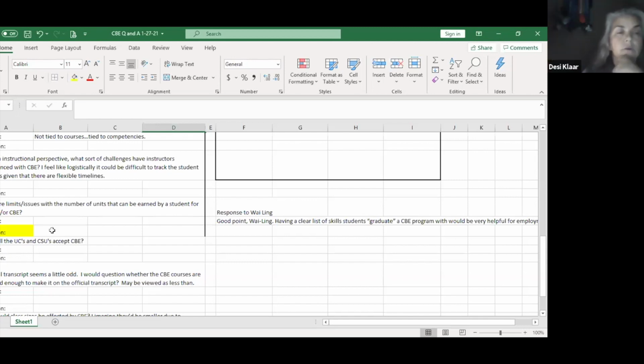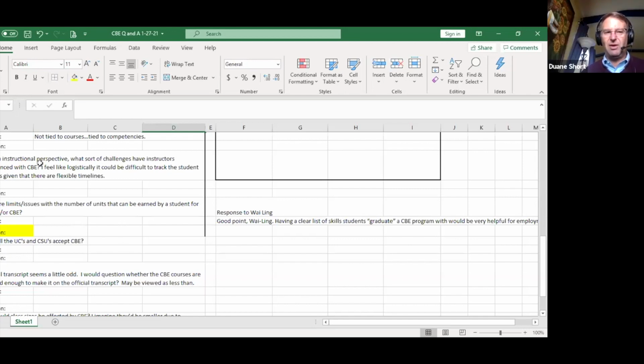Okay, we have 4 questions left. From an instructional perspective, what sort of challenges have instructors experienced with CBE? I feel like logistically it could be difficult to track the student progress given that there are flexible timelines. Yeah, it seems like that to me too. Does any of the other presenters have thoughts about this?